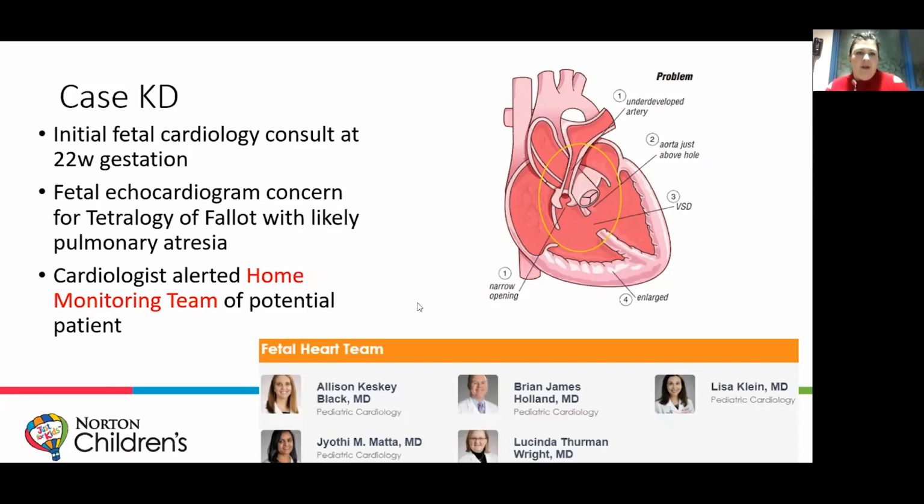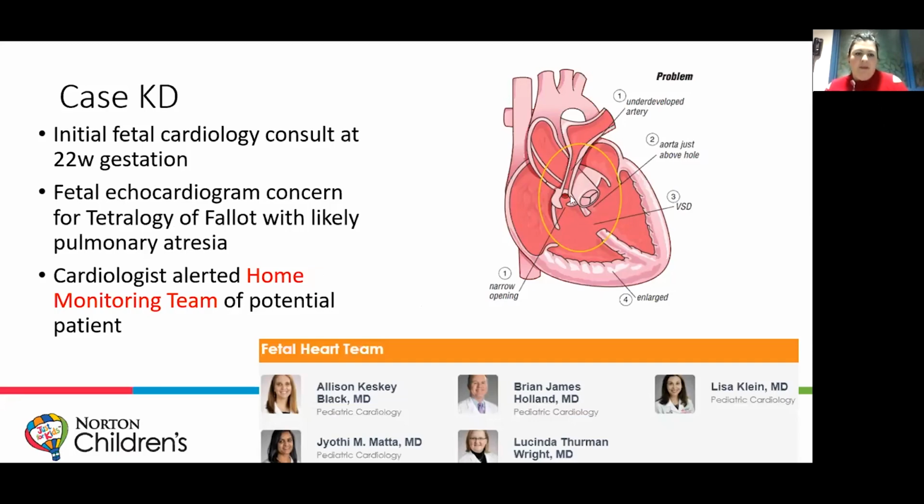There, the fetal echocardiogram showed tetralogy of Fallot. With the tetralogy of Fallot, you get those four things that there was concern about: VSD, aortic override, pulmonary stenosis, and then you get RVH, thickening of the right ventricular wall.